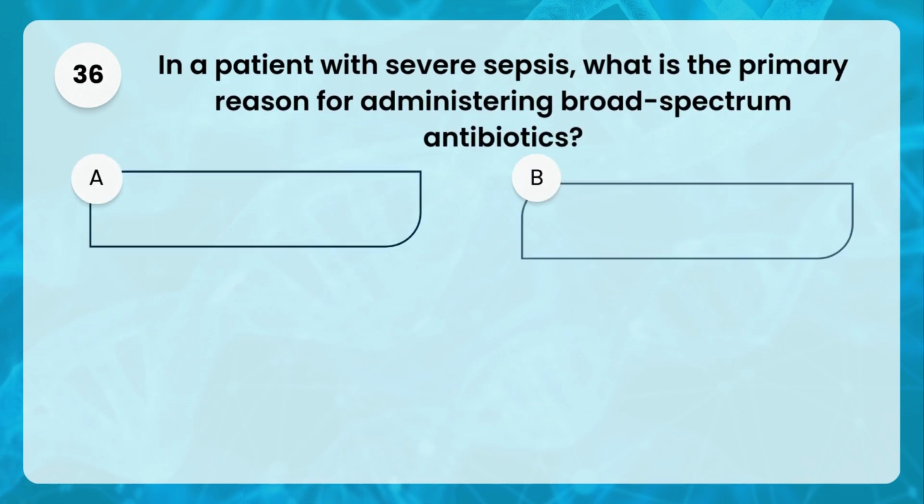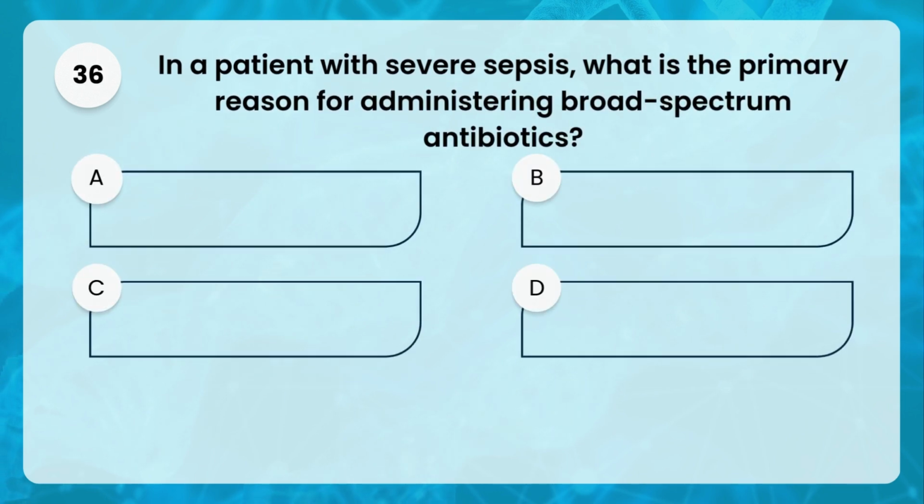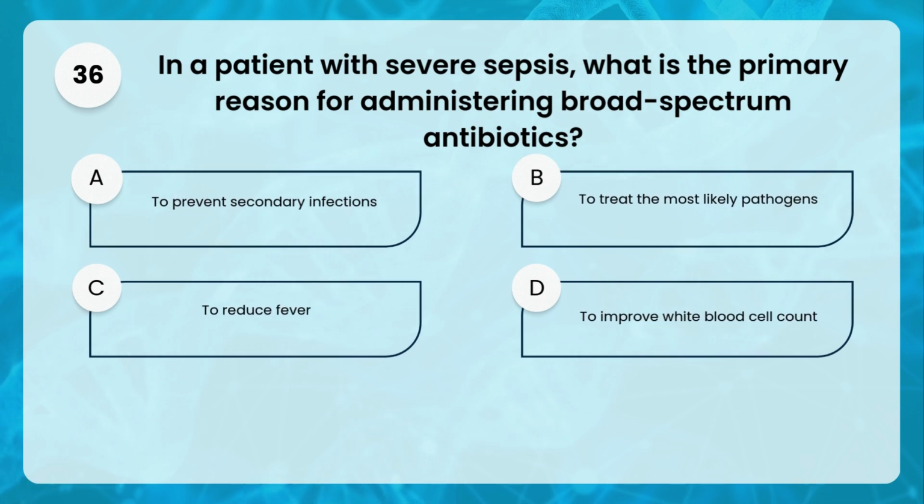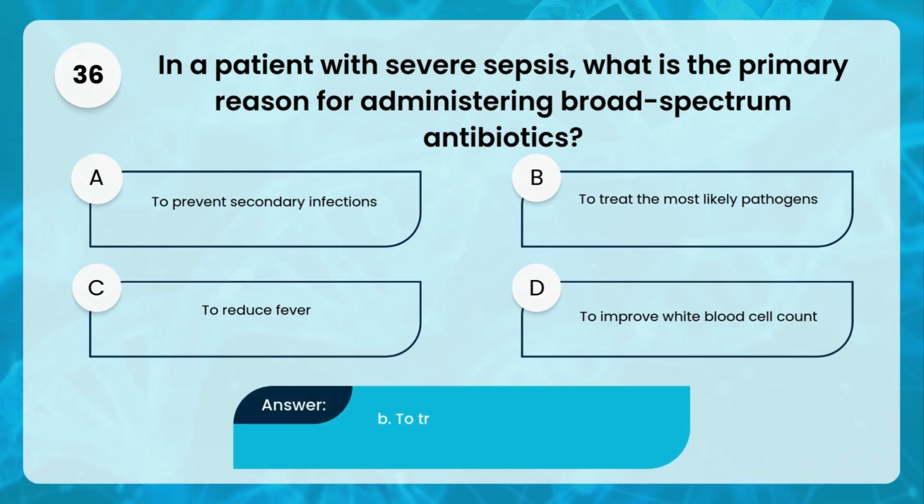Number 36. In a patient with severe sepsis, what is the primary reason for administering broad-spectrum antibiotics? A. To prevent secondary infections. B. To treat the most likely pathogens. C. To reduce fever. Or D. To improve white cell count. The answer is B. To treat the most likely pathogens.